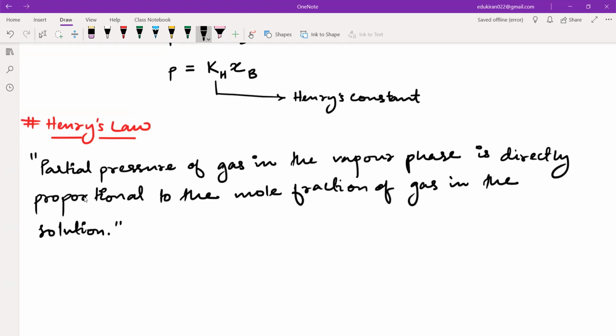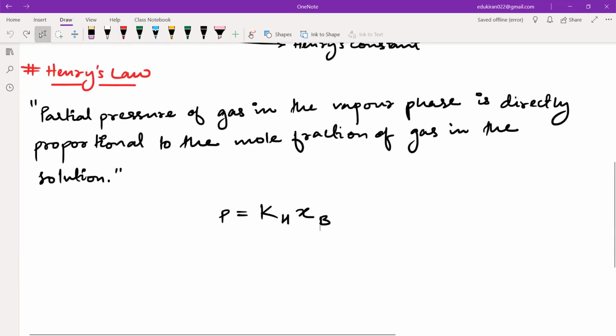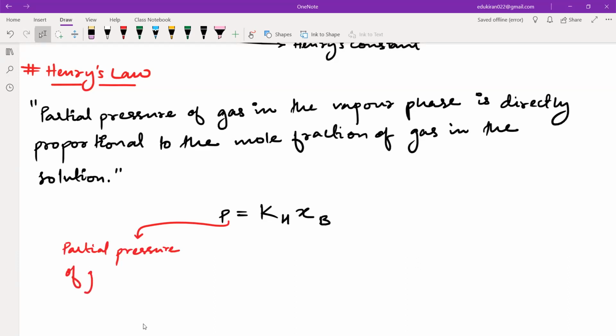Okay, so this is Henry's law, and mathematically speaking, pressure is equal to kh into chi b. So this P is what? P in this equation is the partial pressure of gas in vapor phase.